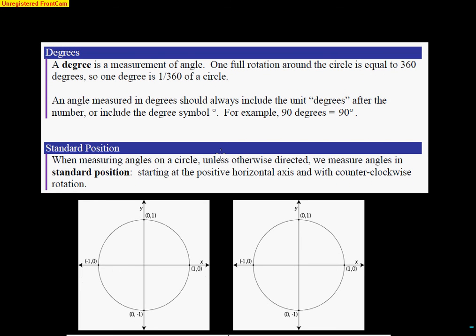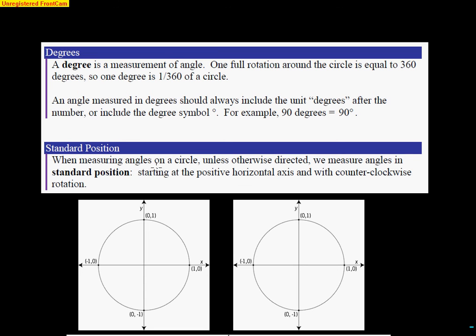This is pretty basic. We all know that one full circle has 360 degrees in it, meaning that 1 degree represents 1/360th of a circle. So if we take an entire circle and we think of it as 360 degrees, that means that every 1 degree is 1/360th of a rotation around that circle.